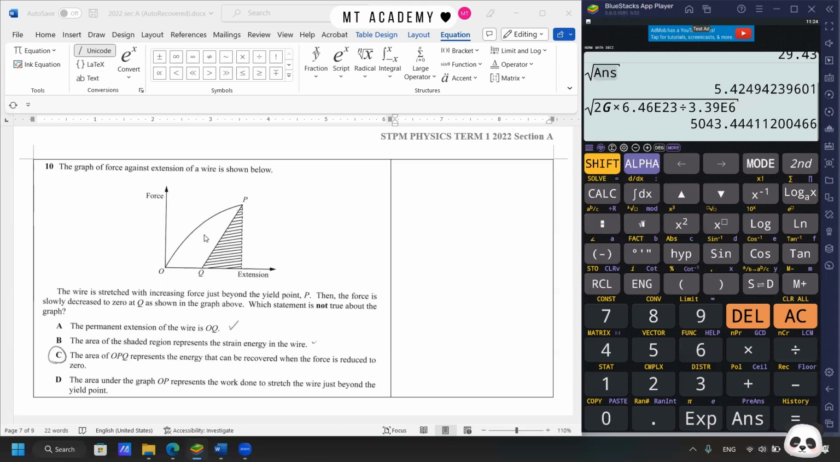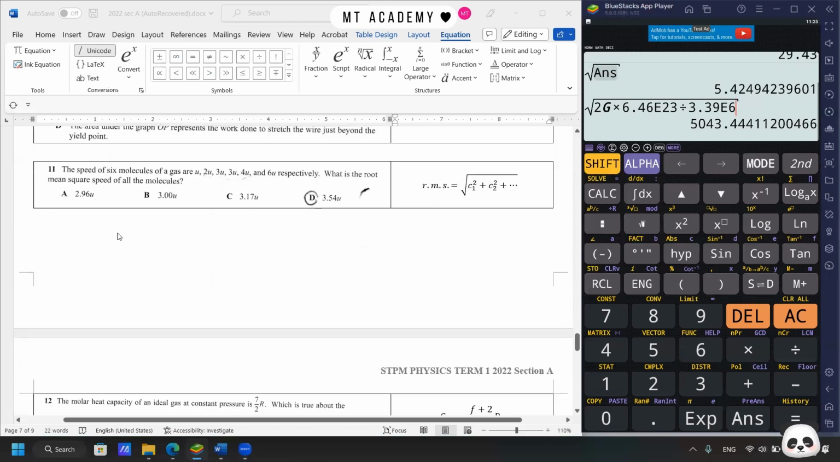and that is the area of OPQ. So look at the last one: the area under the graph of OP represents the work done to stretch the wire just beyond the yield point. Okay, that is correct. So the wrong answer should be C. While B, we could say it's not complete, but not false also. It represents the strain energy, but it could be better if we say that it's the strain energy recovered.